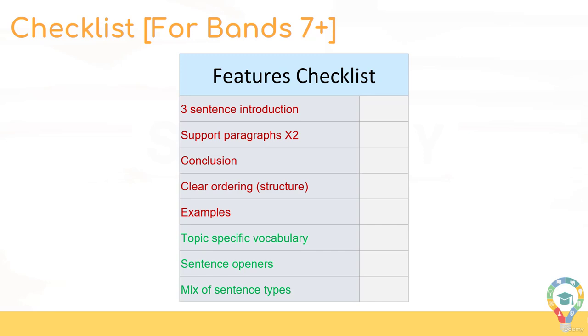There needs to be some clear ordering and structure in my writing. So that's really thinking about my organisation. I need to include some examples too. And then for vocabulary and grammar, some topic-specific vocabulary, sentence openers, make them interesting, and a mix of sentence types. That's simple, compound, complex sentences, which we covered in the earlier grammar lesson in this section of the course.